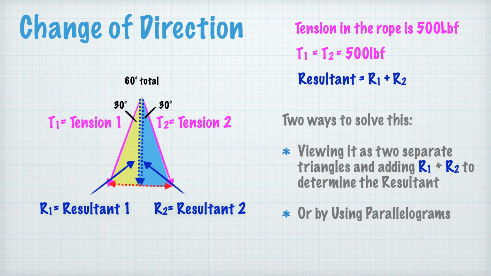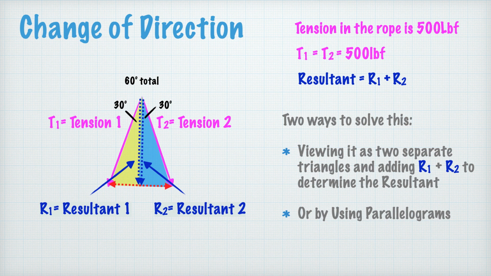So if we remove the clutter, rotate it around so we get some good square triangles, we can come up with the diagram that you see here. We know that the total angle is 60 degrees. If we were to break it into two right triangles, it's 30 degrees each there at that top apex. And what we're going to do is we're going to identify two different ways to solve this resultant, to figure out what is the resultant created by the 60-degree angle. The first way we're going to do it is by separating these two right triangles, the yellow and blue triangle, out, identifying those two resultants and adding them together.